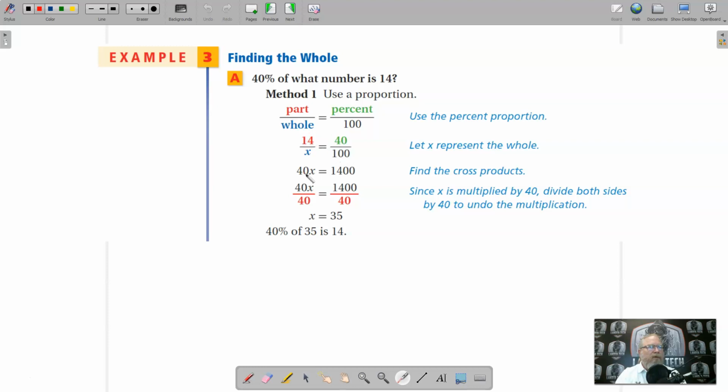So 14 times 100 is, and again, I like to keep my extremes on the left, but they like to keep the variable on the left. So I would have gone 14 times 100 is 1400, and 40 times x is 40x, and then my variable would have ended up on the right. But they like to keep their variables on the left, so what the heck, we'll go ahead and do that. 40 times x is 40x. 14 times 100 is 1400. And then divide both sides by 40. I would get x on the left, and 1400 divided by 40 is 35. So 40% of 35 is 14.